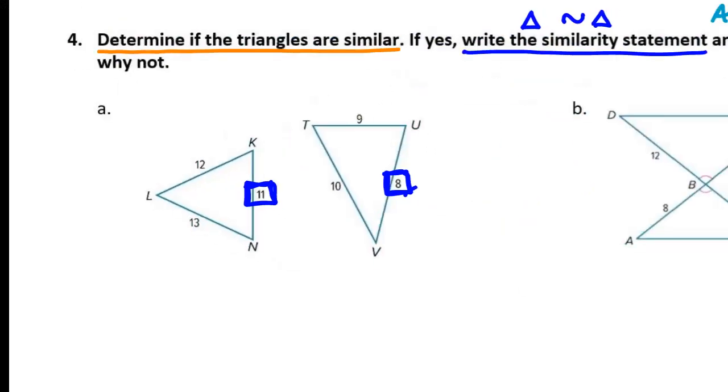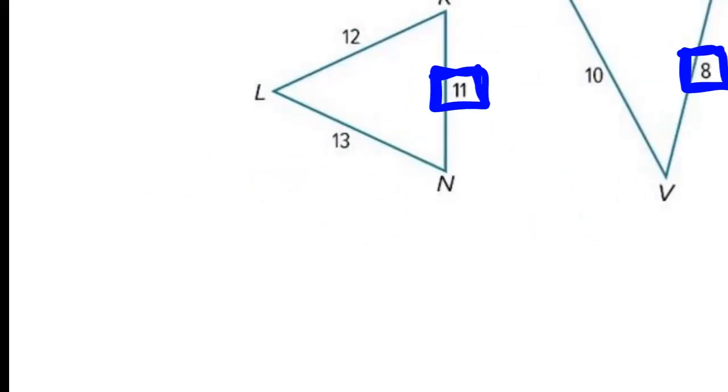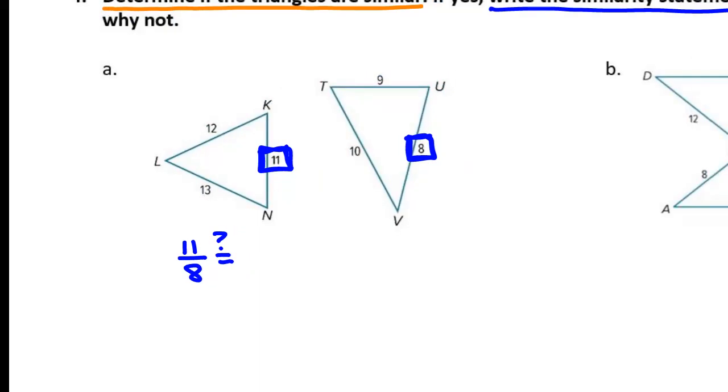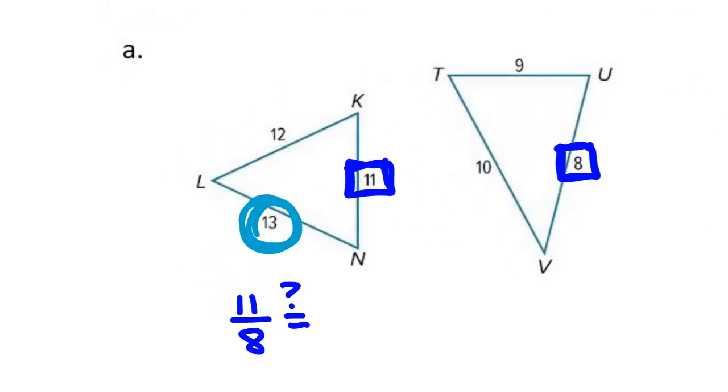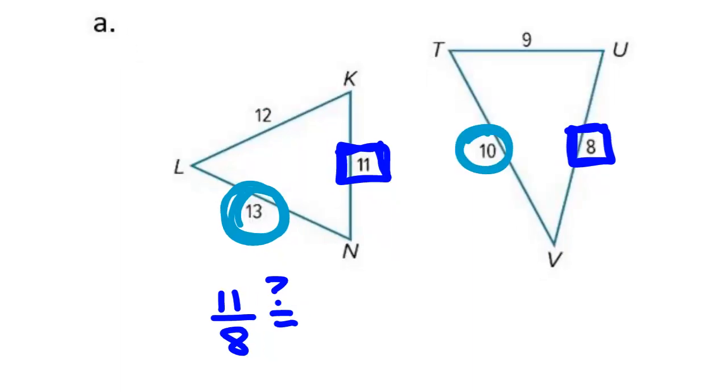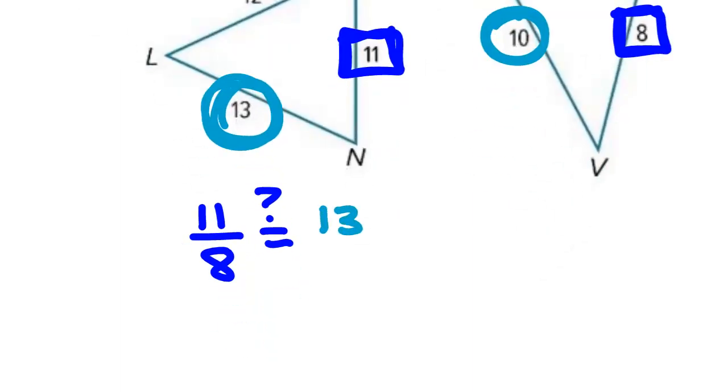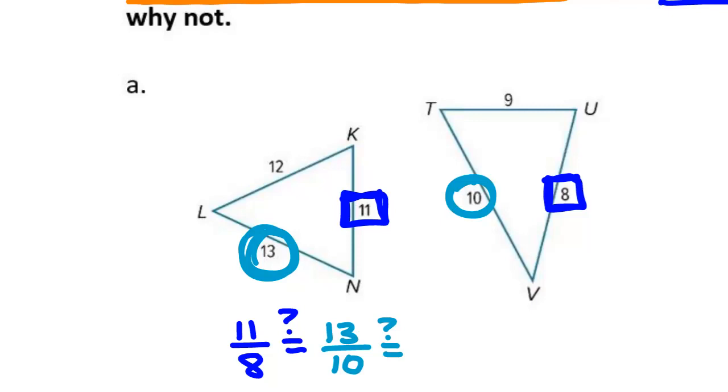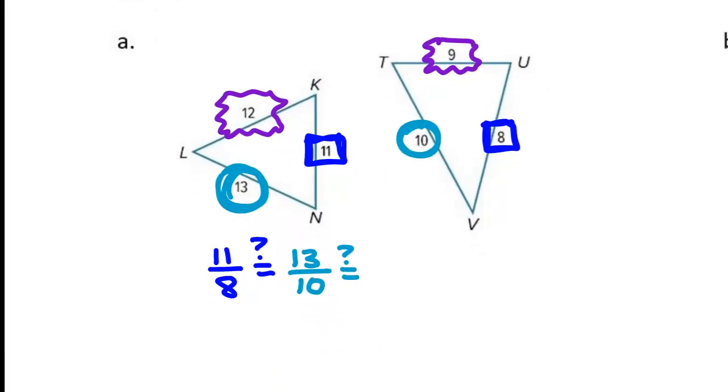So I have to make a fraction out of those. It does not matter which one I put on top, which one I put on bottom, as long as I stay consistent with my next fraction. So I'm going to do 11 over 8 just because it's left-hand triangle over right-hand triangle. And then we're going to match up the biggest sides. So I'm going to match up 13 and 10. Left-hand triangle over right-hand triangle. And then our 2 leftover sides, the medium-sized sides, the 12 and the 9 have to match up. So 12 over 9.